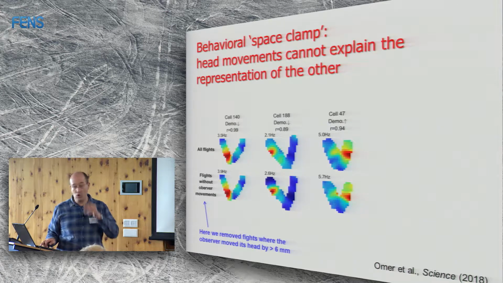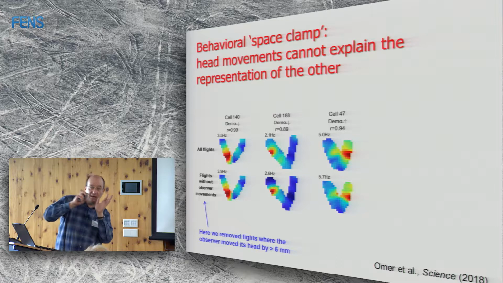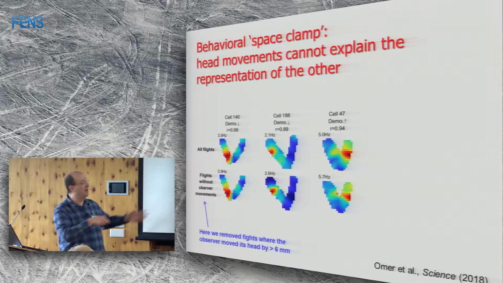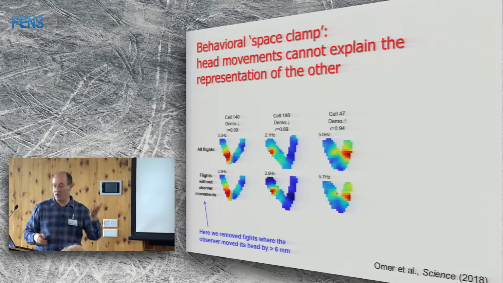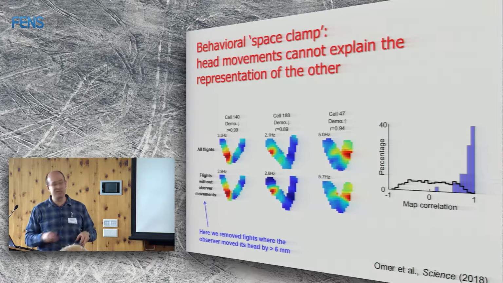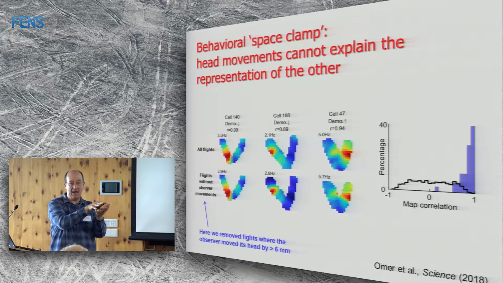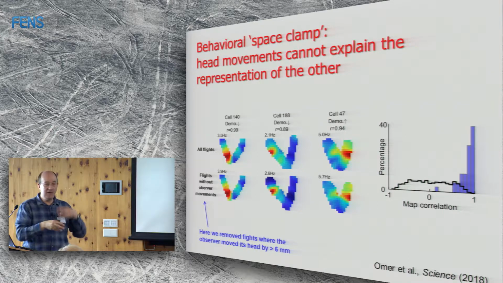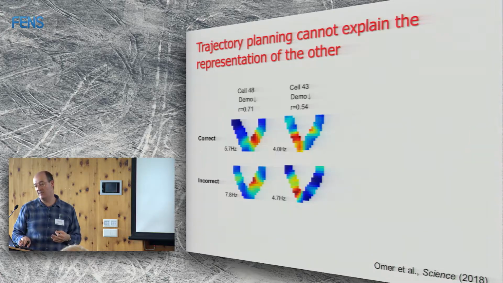And we also identified those cases when I did move my head while you were flying and excluded them, and there's really no change in the place fields, whether I exclude them or not. These are 3 examples, and across the population, you look at the correlation of the map using all the data versus the data excluding those cases when I did move my head, and there's no change. So really, self-movement cannot explain this. It's really representing the position of the other bat.